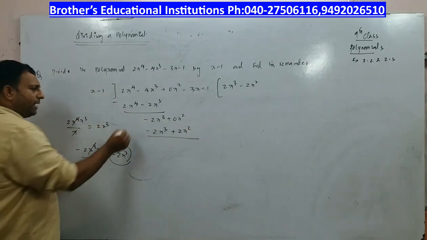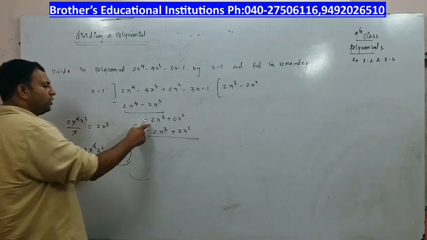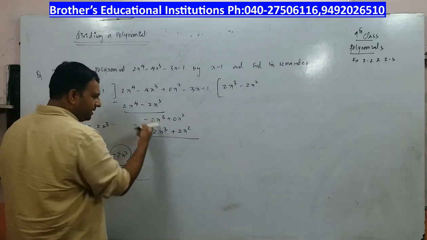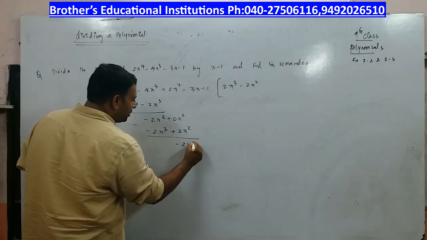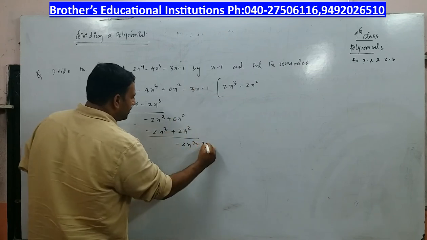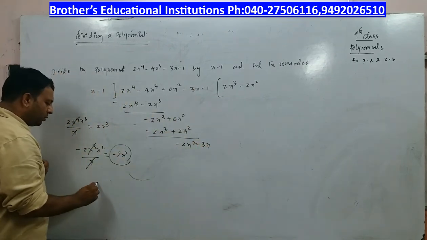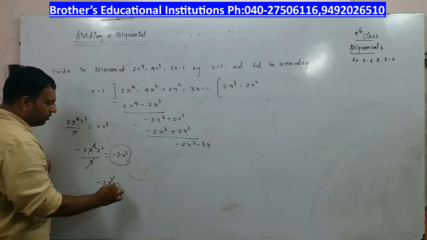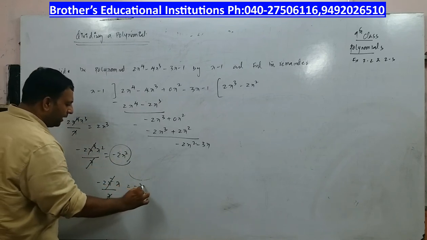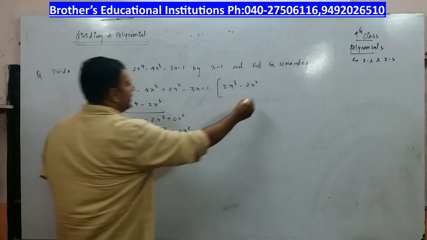Again I will subtract. When I subtract, minus 2x cube cancel. Now 0x square minus 2x square will be minus 2x square. Bring minus 3x down. Now you have minus 2x square. Minus 2x square divided by x. X square goes x times. So result is minus 2x. Keep this result minus 2x here.